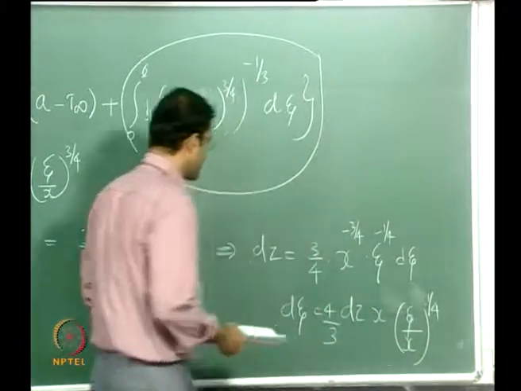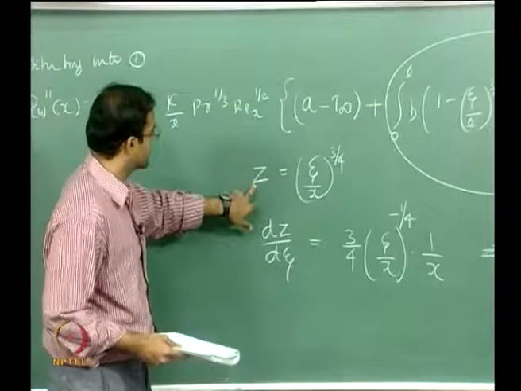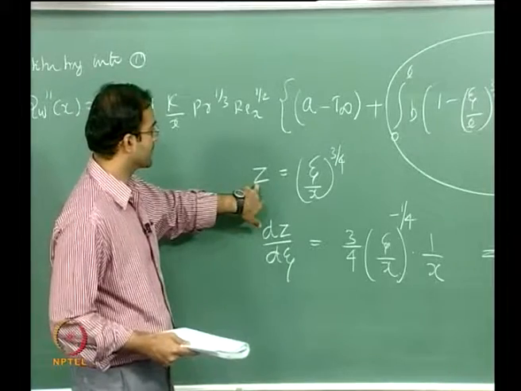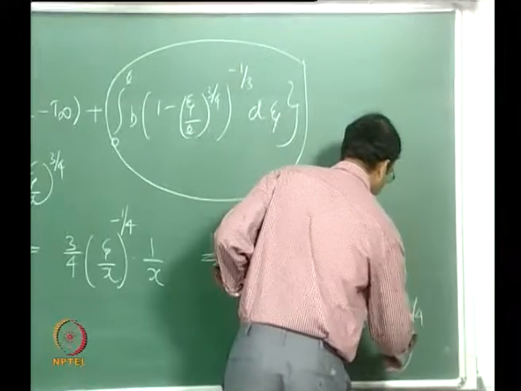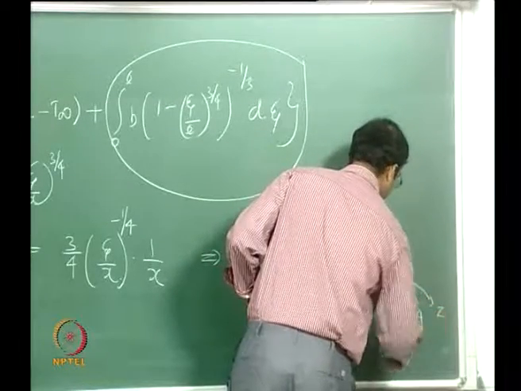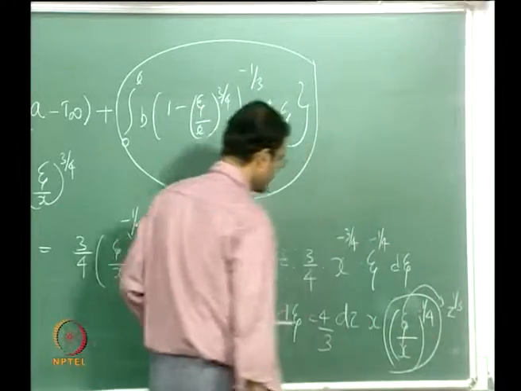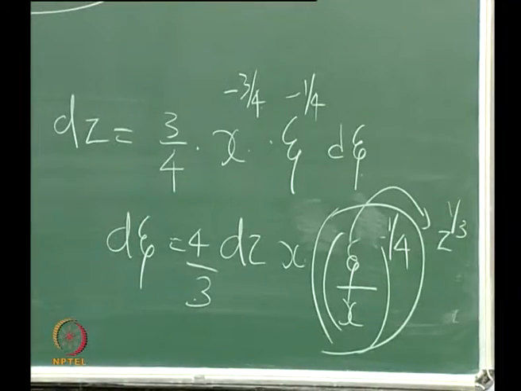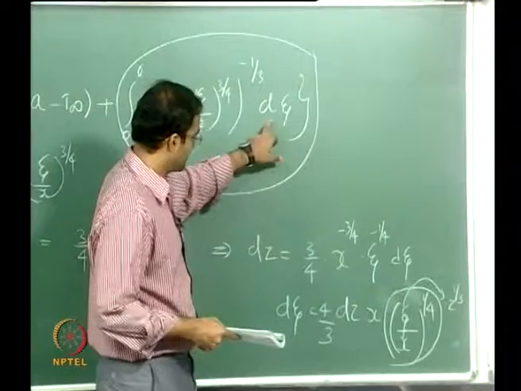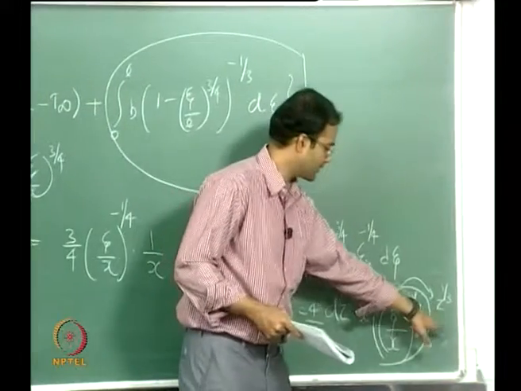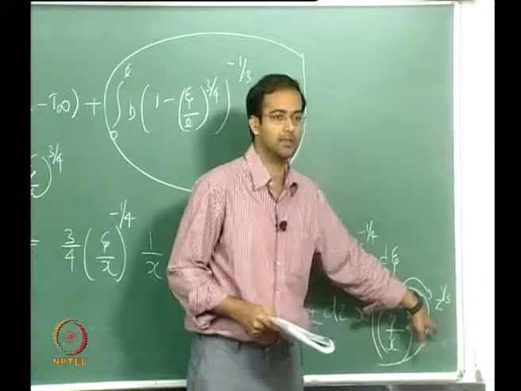So now zeta by x to the power 1 by 4 is nothing but z to the power 1 by 3, okay. So this I can rewrite entire thing as z to the power 1 by 3. So what I am doing is transforming all my variables from zeta plane to z plane, okay. So wherever I have z, that also I have to include.